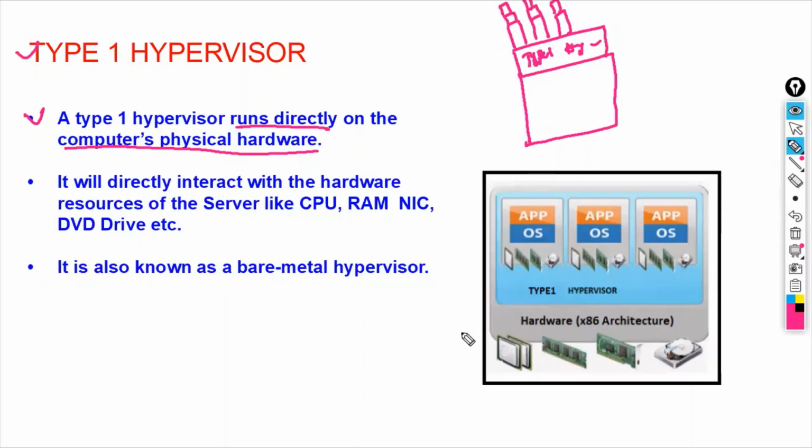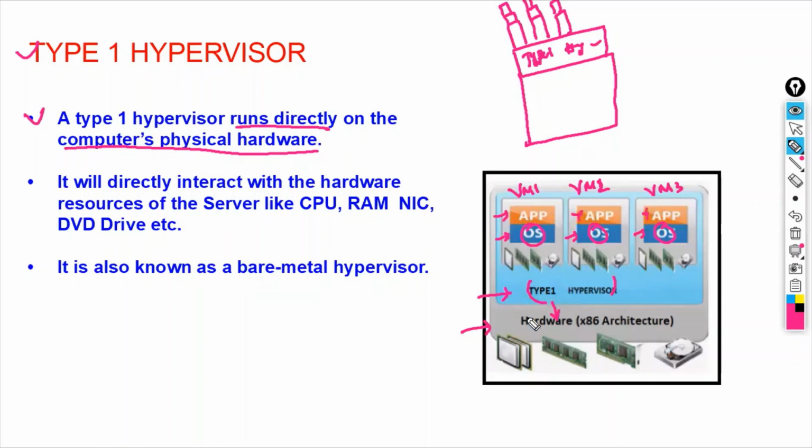If you see here, this is the physical server, and we are running the type 1 hypervisor on the top of this physical hardware. It will virtualize the x86 architecture here. We can create multiple virtual machines. In this example, we have created virtual machine 1, virtual machine 2, virtual machine 3. In all these virtual machines, we have installed the operating systems. On the top of this operating system, we have installed the application.